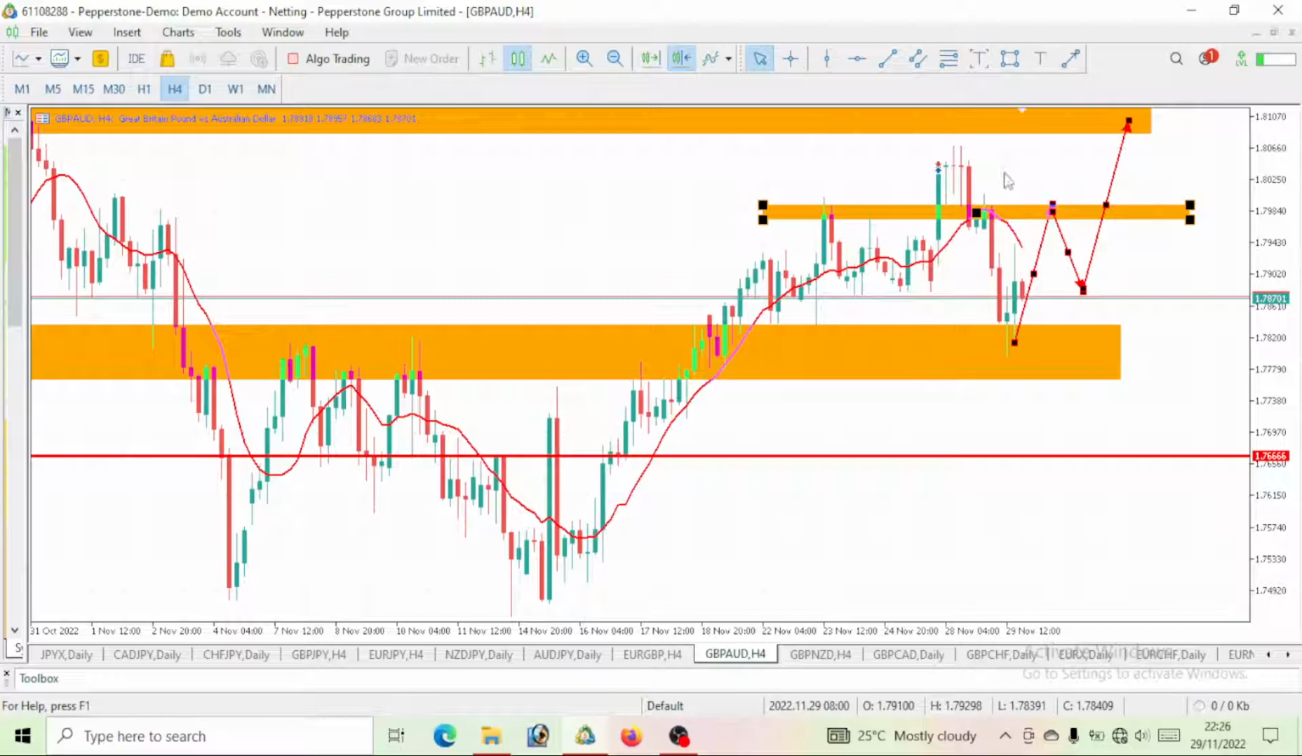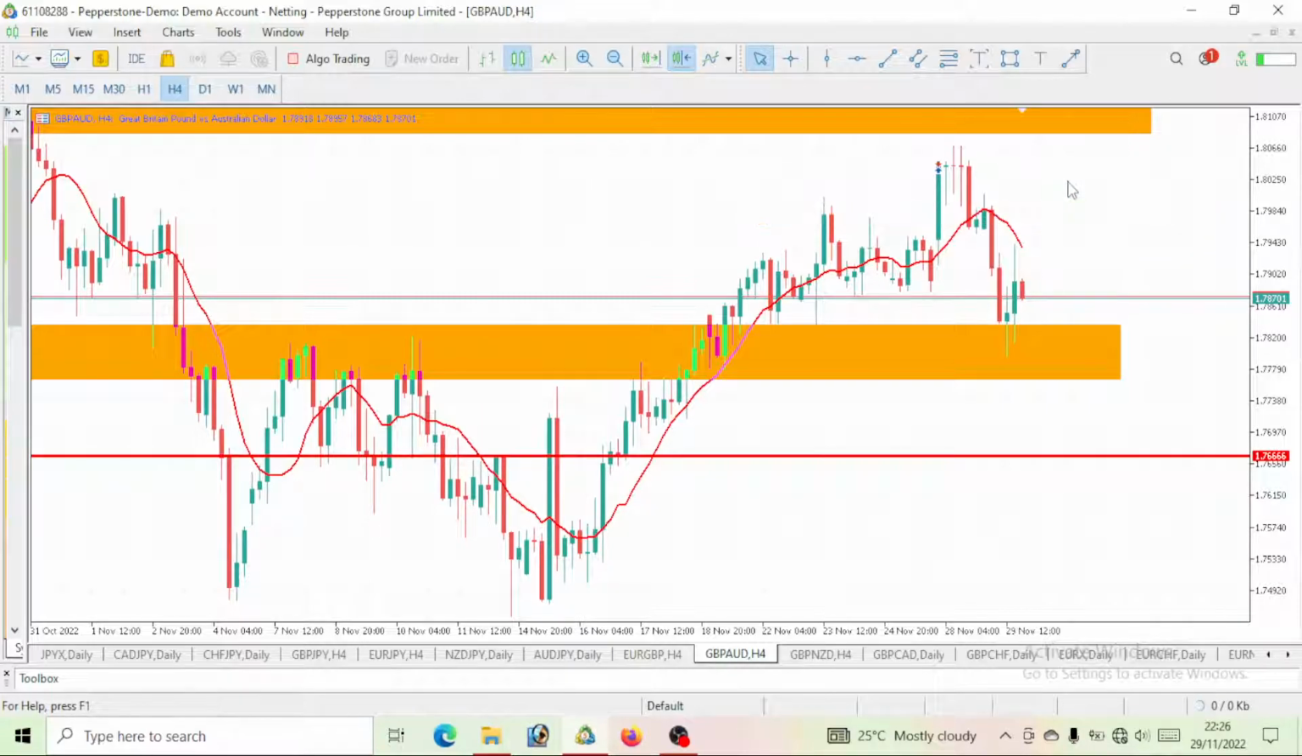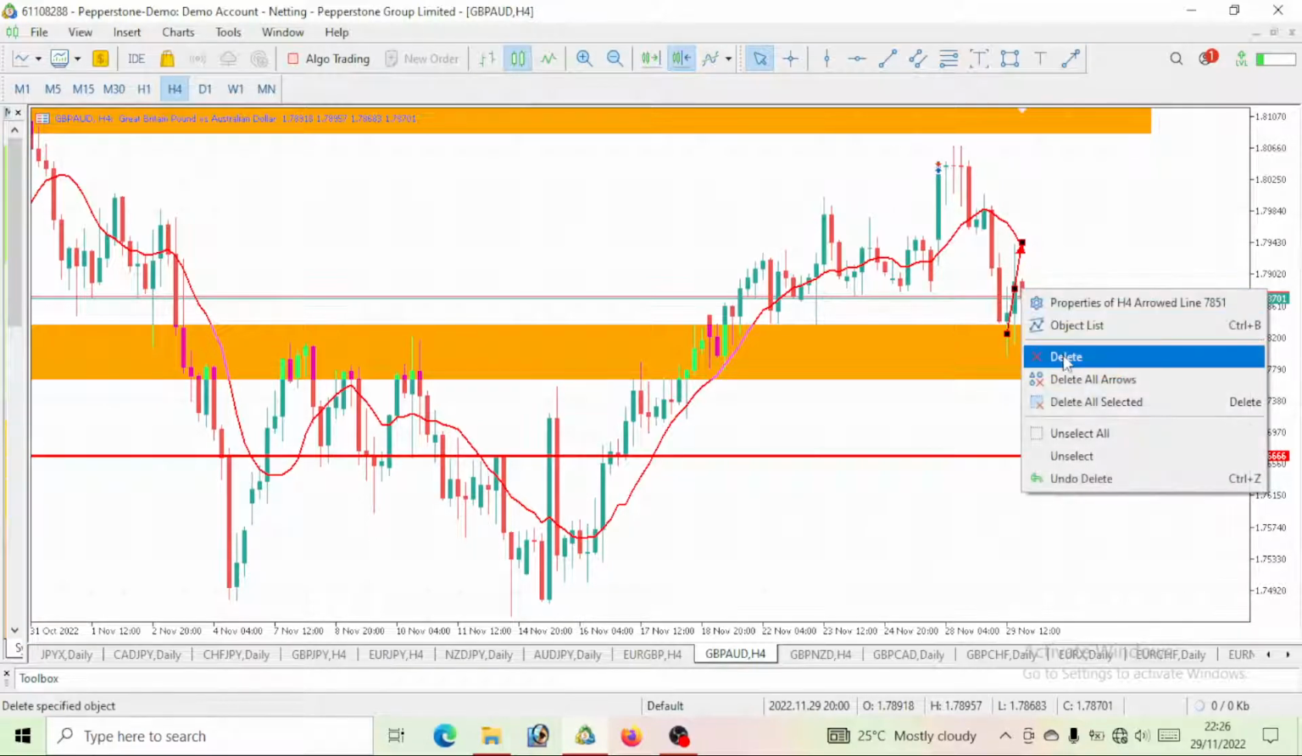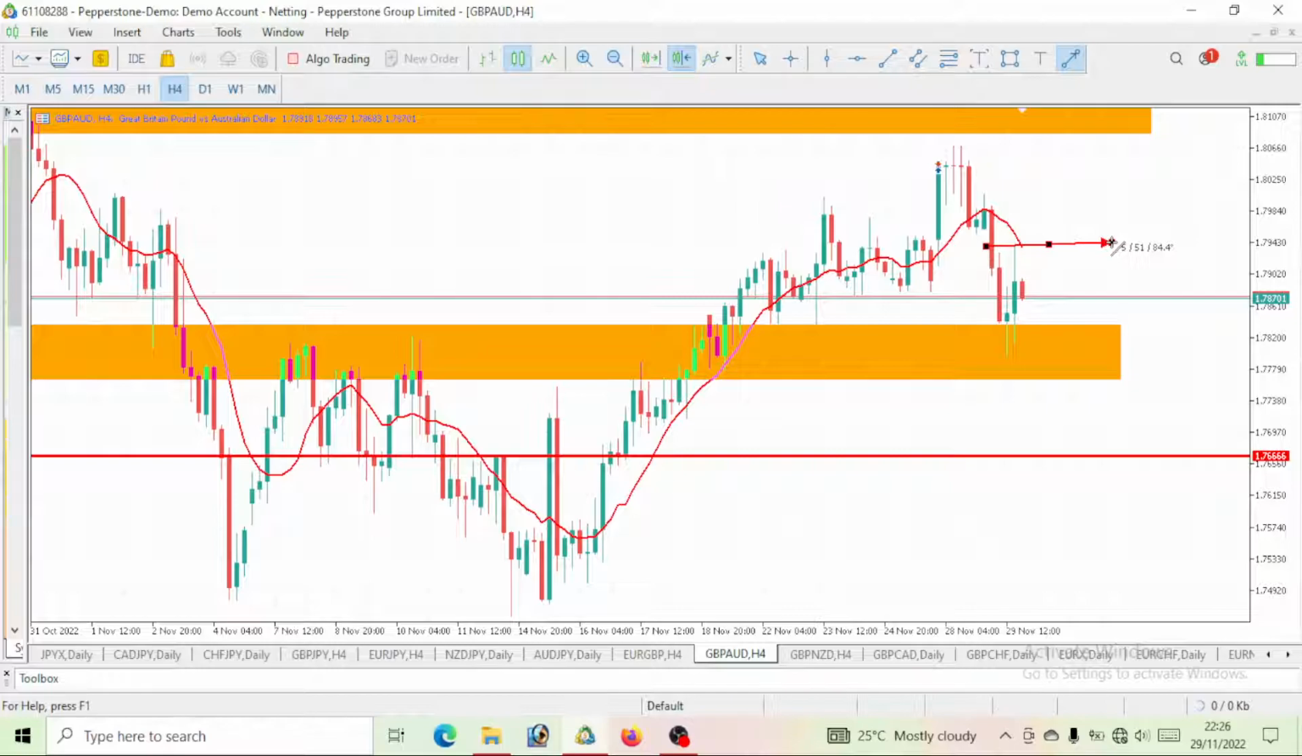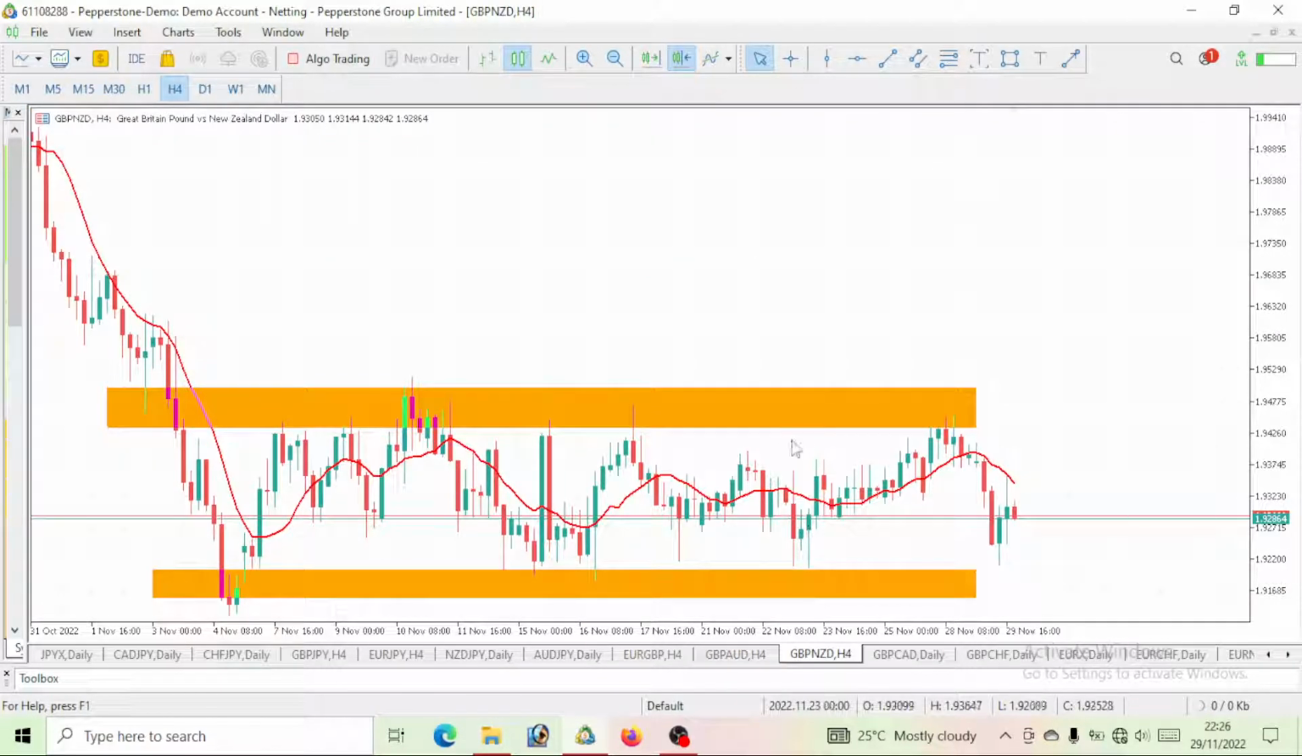So GBP AUD will go bullish, we expect a bullish move. But let's see if this price will actually break this candlestick wick here. If GBP AUD can go bullish and break this high, I think that will be a confirmation for us to actually go long on the movement. The next one we have is GBP New Zealand dollar.